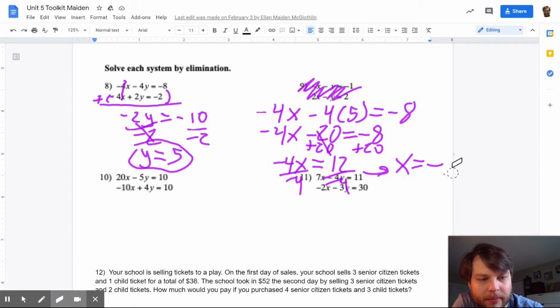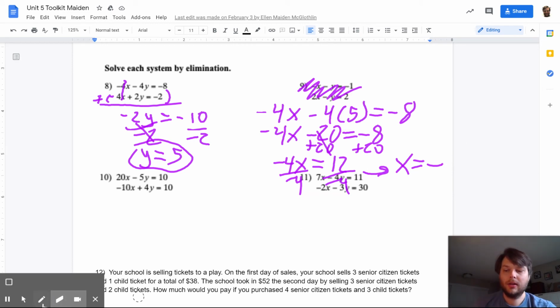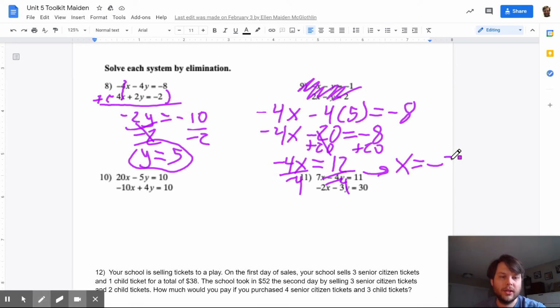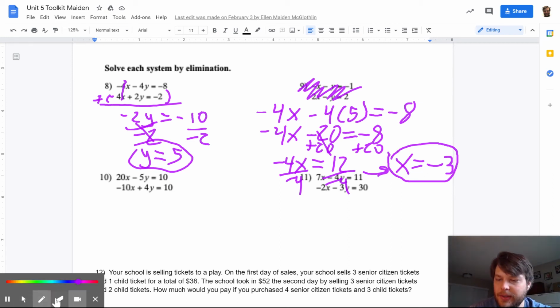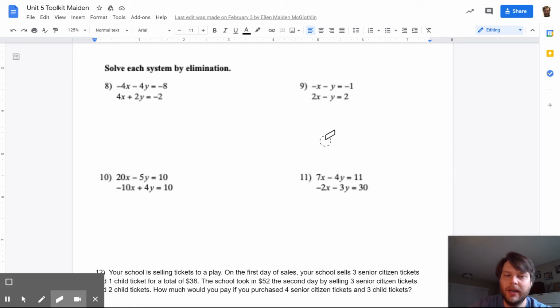It's a funny looking 3. Okay. Just because of the length of the video, I'm not going to double check my answer here. But you can substitute them both into either equation to double check. I'm going to continue with problem 9.